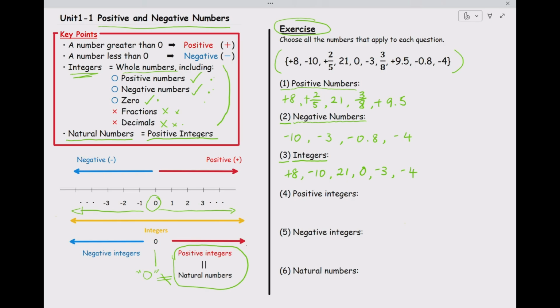Number 4. Positive integers. So, from the list of integers up here, we just choose the positive ones. So the answer is plus 8 and 21. Again, 0 is neither positive nor negative, so be careful.